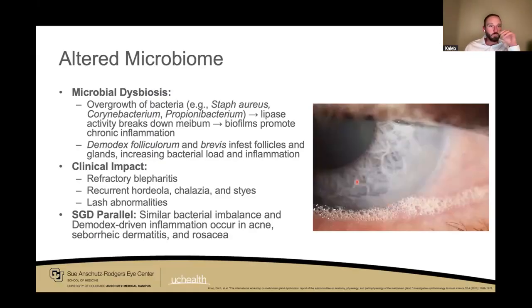So when you get this microbial dysbiosis, it's not just bacteria, though. You can start to get increased Demodex folliculorum and brevis that infests the follicles and the glands. So this leads to recurrent hordeola, chalazia, styes, lash abnormalities, refractory blepharitis. The SGD parallel to this is you can get similar imbalances of bacteria and Demodex in acne, seborrheic dermatitis, and facial rosacea.